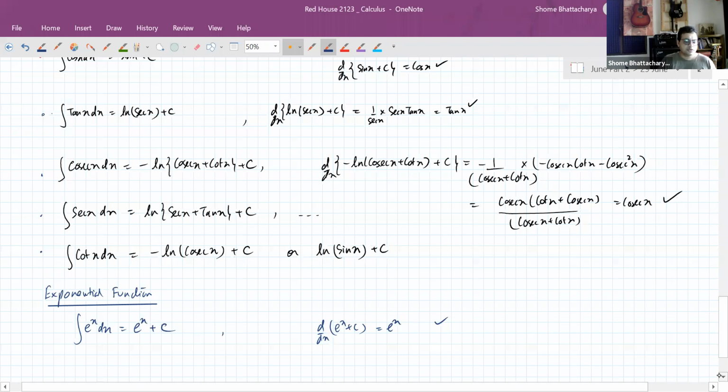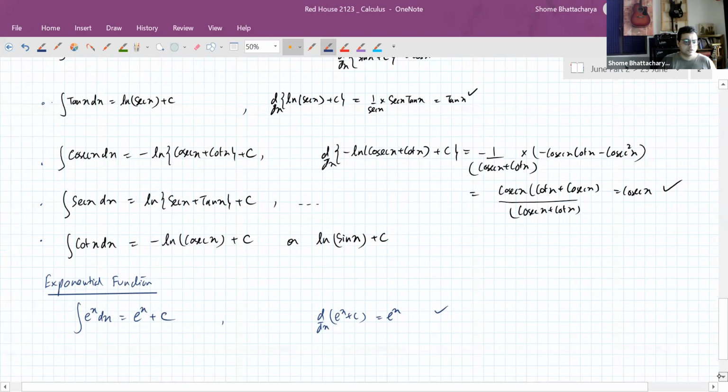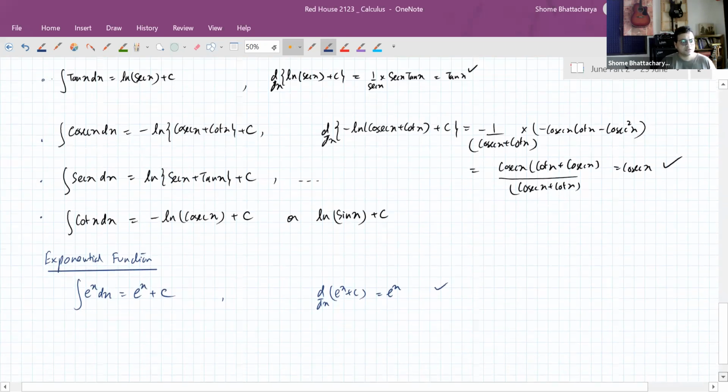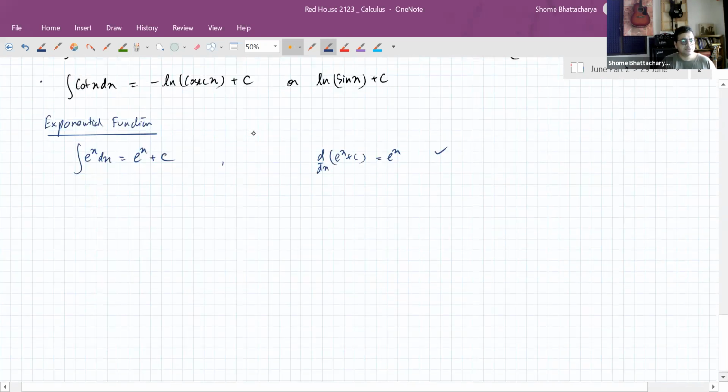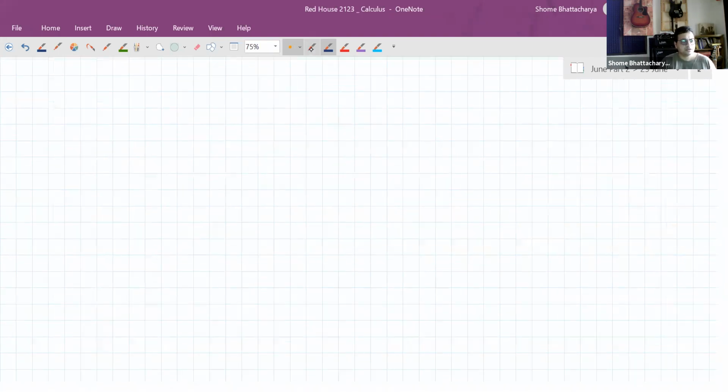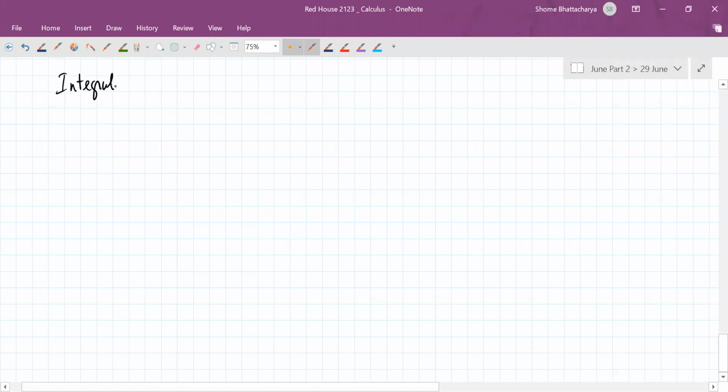Okay, now having done all this, we come to our first method of integration, which is integration by substitution. So in many ways, we can say that this is the equivalent of the chain rule that we saw in differentiation. So the chain rule's equivalent in integration is called integration by substitution. Sir, can you please say exponential function?